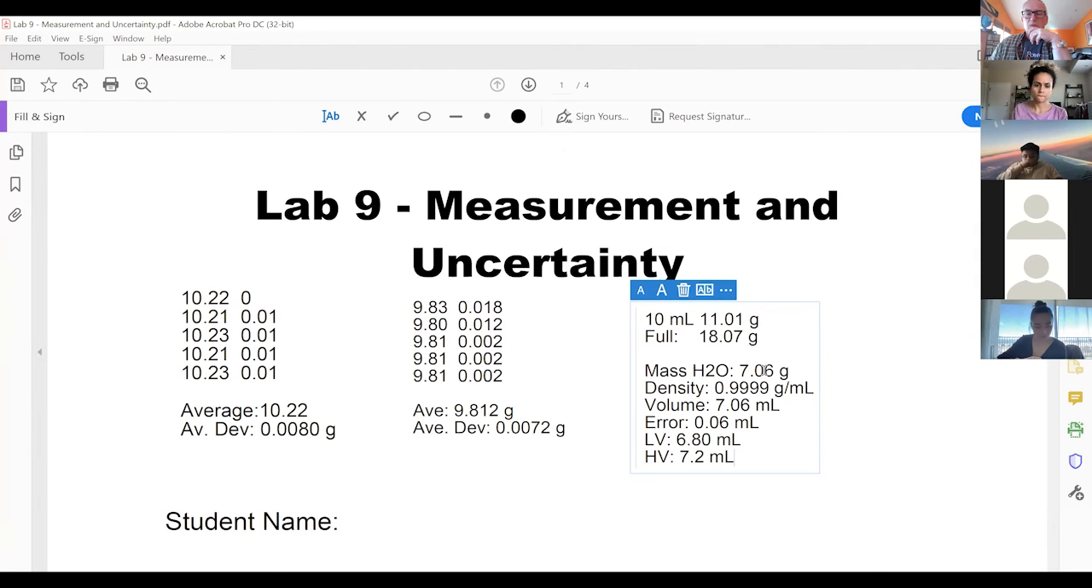The mass was 7.06 grams, and the density of my water at 7 degrees Celsius is 0.9999 grams per mL. So I just did the conversion of grams to mL, and I got the same volume, since 0.9999 is pretty much 1. So my error is the difference.